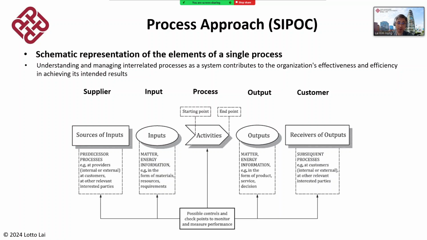We use this SIPOC diagram: from supplier, the source of input. Input is matter, energy, information, etc. Through the processing, you have the output and it goes to your customer. We understand and manage the related processes as a system that contributes to organization effectiveness and efficiency, to achieve its intended result.